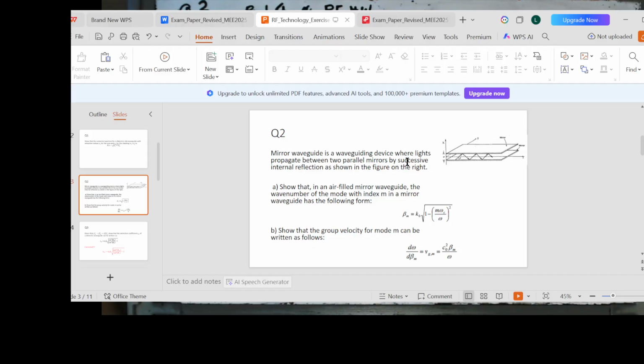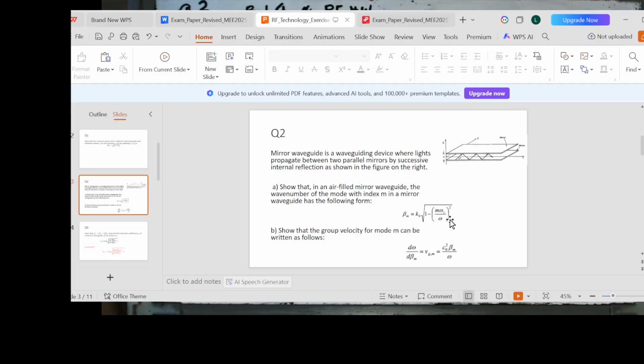So you are given a dielectric waveguide. A dielectric waveguide is the same as parallel plate waveguides. The light inside will undergo successive internal reflections. First, we need to prove that the wave number with the index m in the waveguide has the following form.